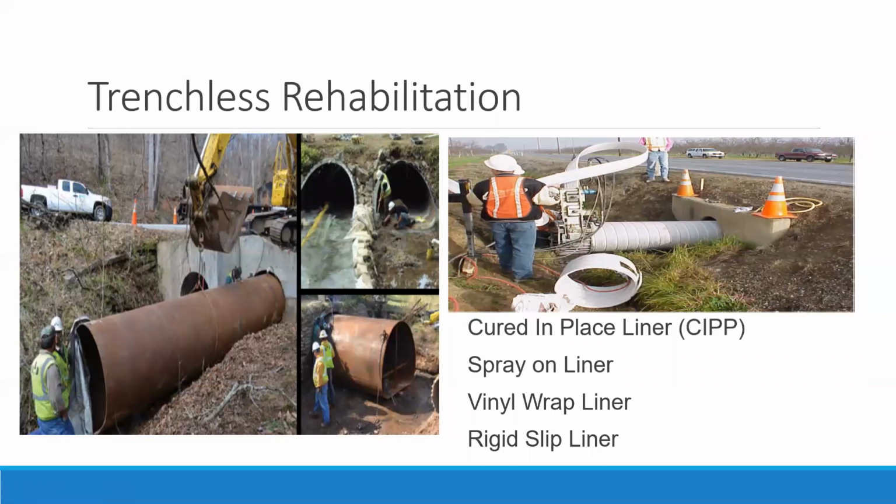And finally, we have rigid slip liners, which can consist of smooth wall steel, HDPE, or reinforced concrete pipe. So this new pipe material is pushed into the existing structure and would assume all water displacement and load-bearing responsibility. Pressure grout is commonly used to seal the slip liner in place, and InfraSteel is classified as a rigid steel slip liner.